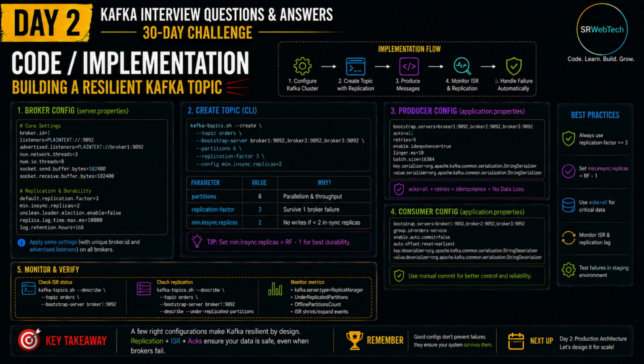In a Spring Boot application, producer reliability can be improved with settings such as acks equals all and idempotence enabled. The important point is not just copying configuration. You need to understand what each setting protects against, what latency it adds, and how it affects failure recovery.